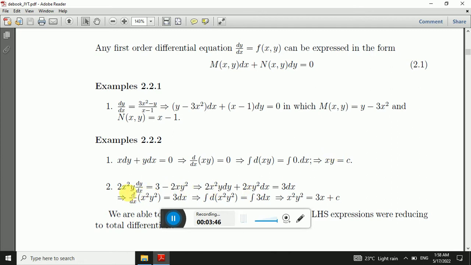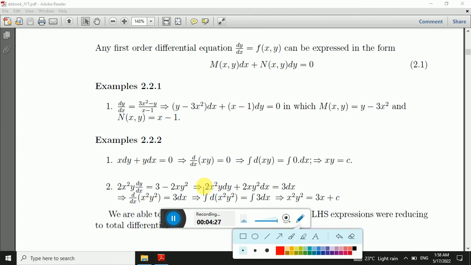So in the second example, we have 2x squared y dx equaling to 3 minus 2xy squared. Okay, so this equation, realize that if you do the cross multiplication and the simplification, we can write it in this form. Now this time I'm not equating it to 0 because there's something that I want you to see. So I want you to try and differentiate.